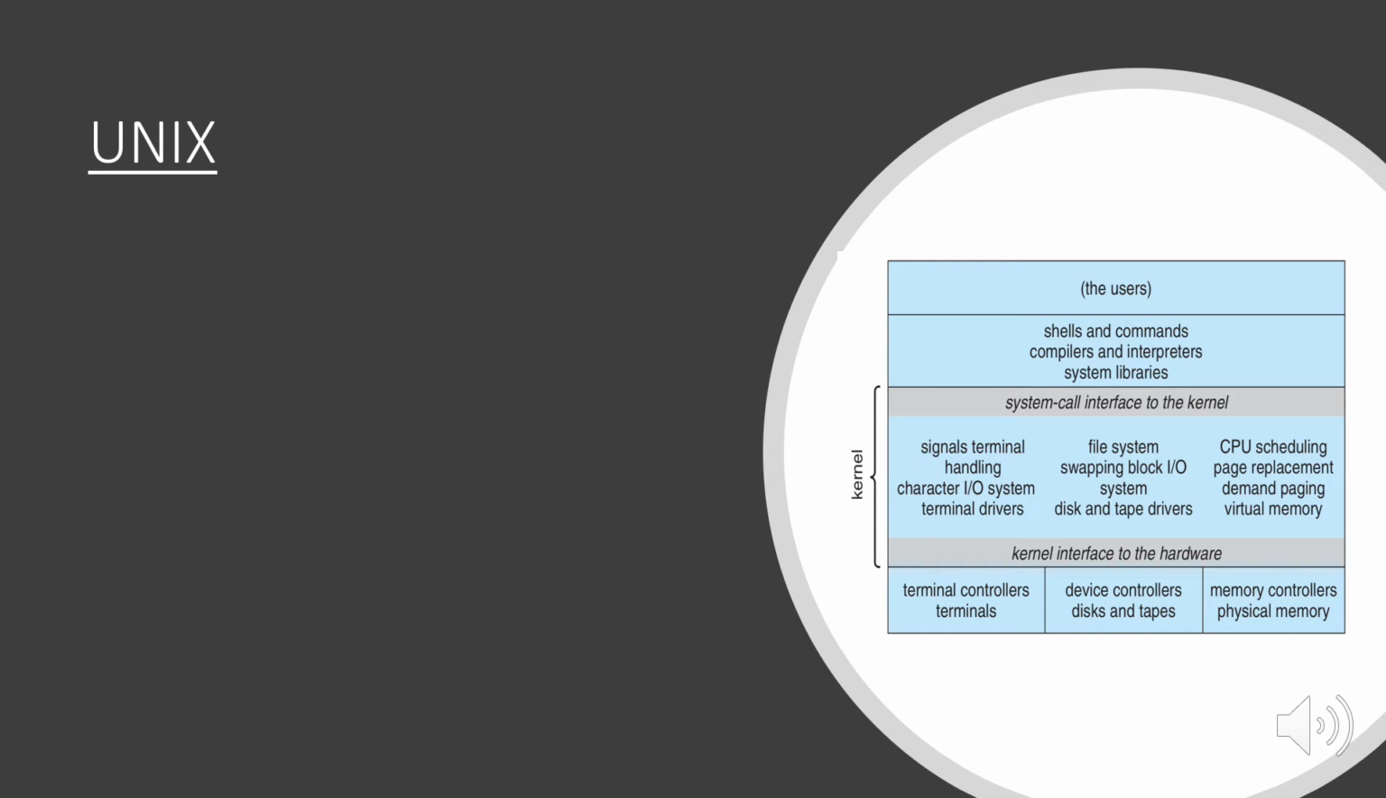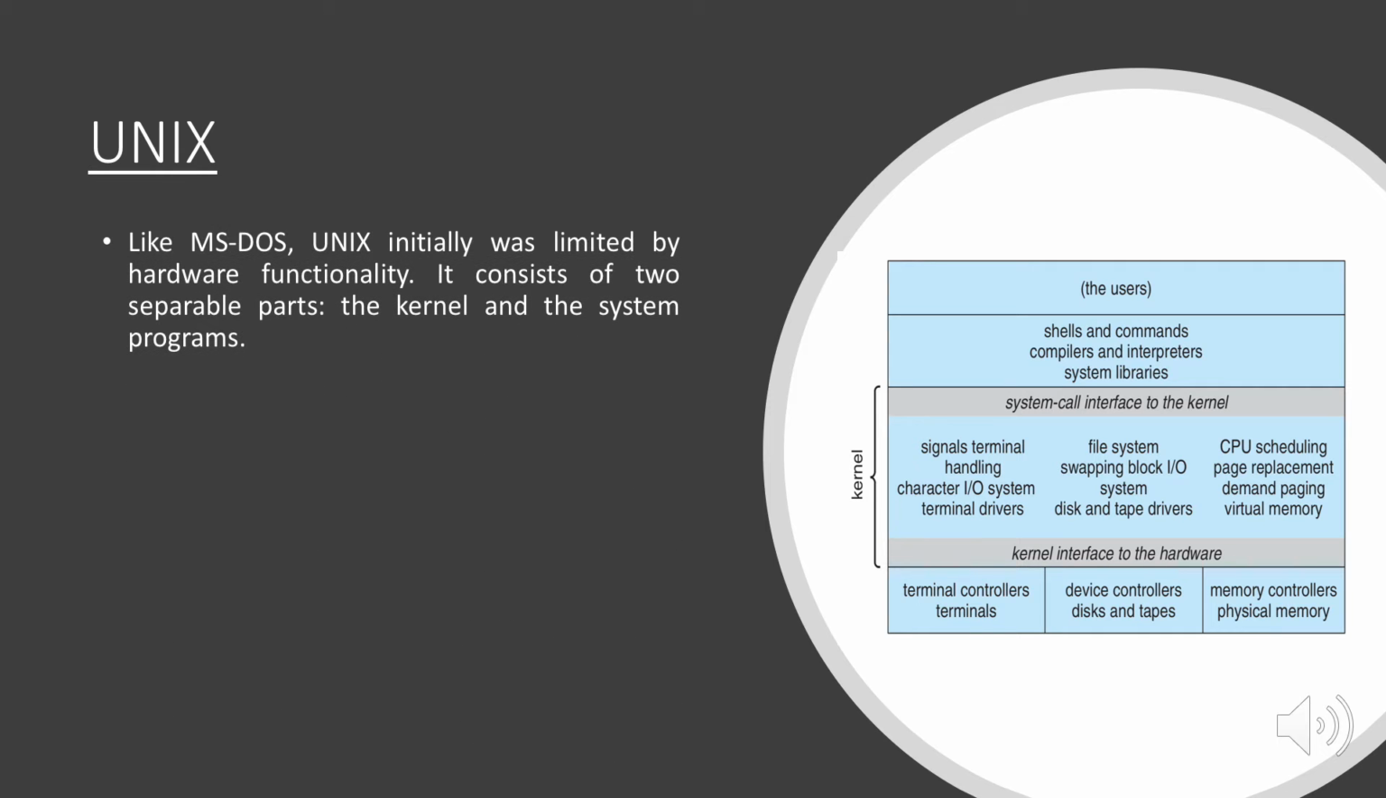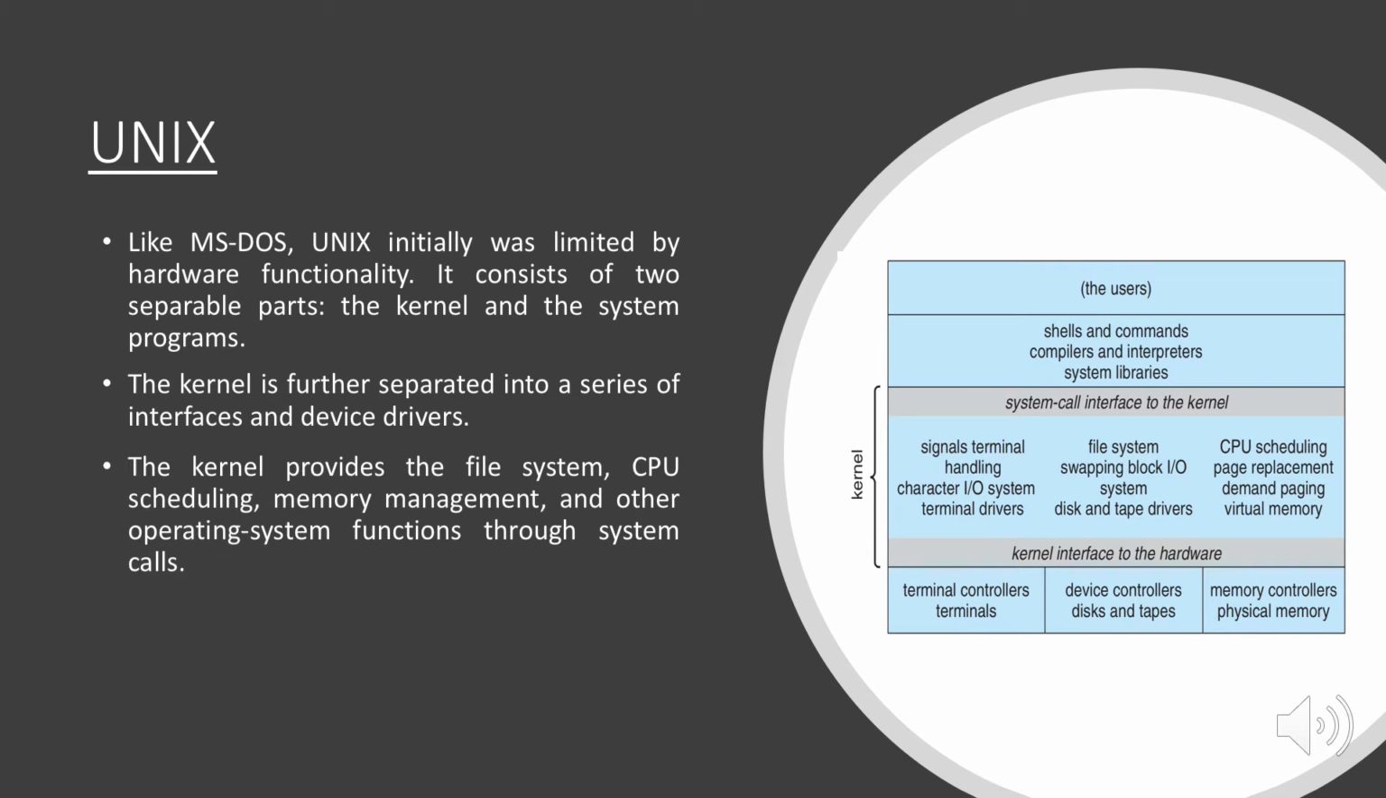Another example of limited structuring is the original Unix operating system. Like MS-DOS, Unix initially was limited by hardware functionality. It consists of two separable parts, the kernel and the system programs. The kernel is further separated into a series of interfaces and device drivers, which have been added and expanded over the years as Unix has evolved. The kernel provides the file system, CPU scheduling, memory management, and other operating system functions through system calls.